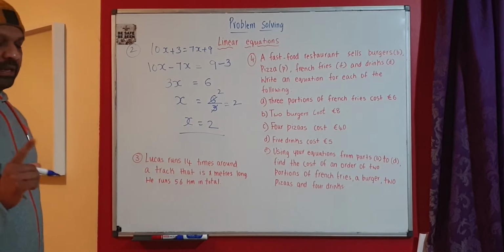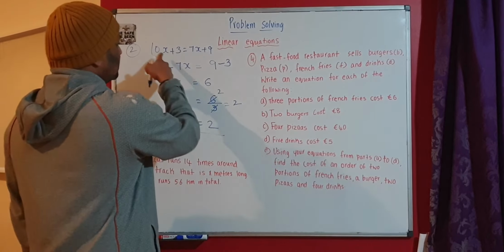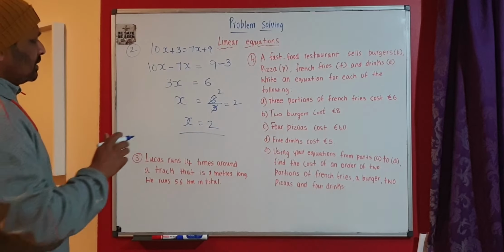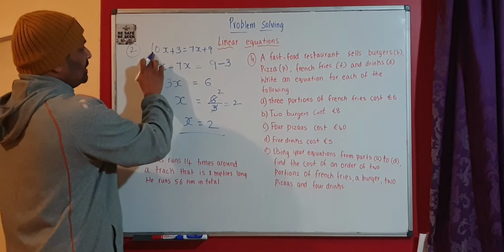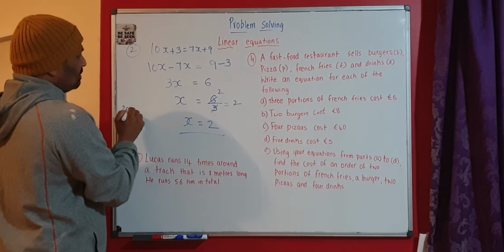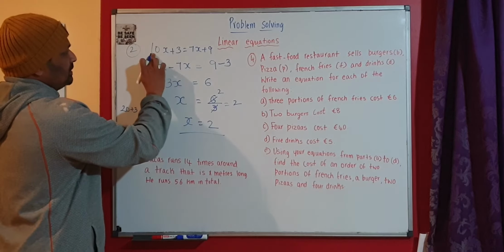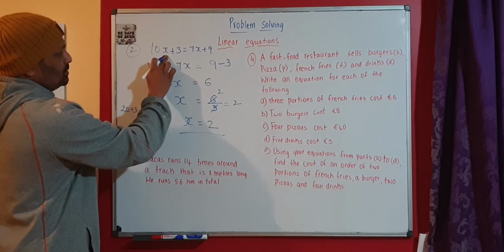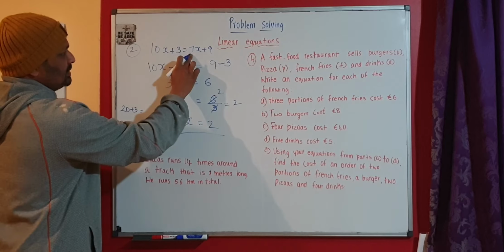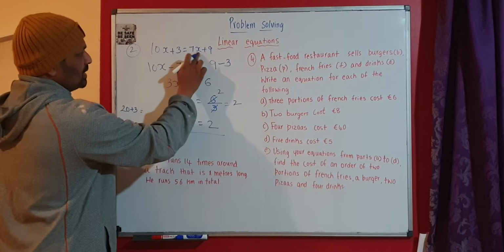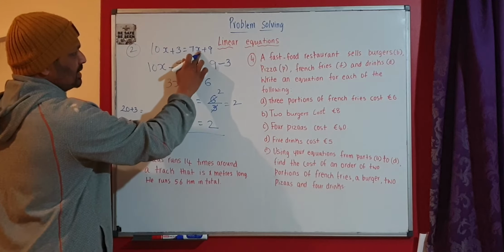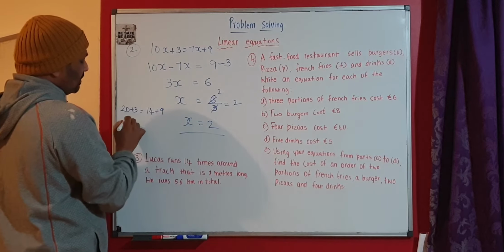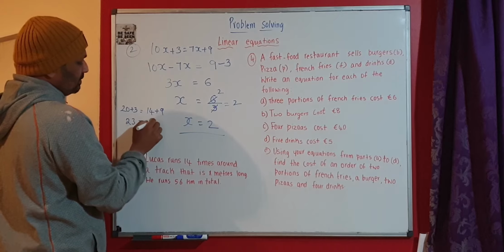If you want to verify, you place the value of x in this equation. It should become true. Let's verify it quickly. 10 into x, x is 2 here, so 10 into 2 is 20, plus 3. Whereas here, 7 into x is 7 into 2, that is 14, plus 9. So here we have 23 and here also we have 23.